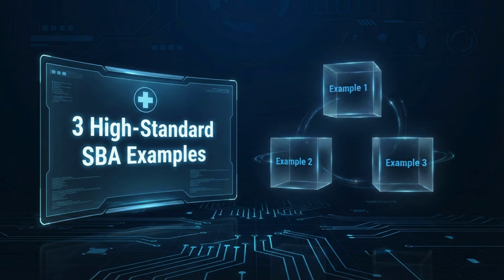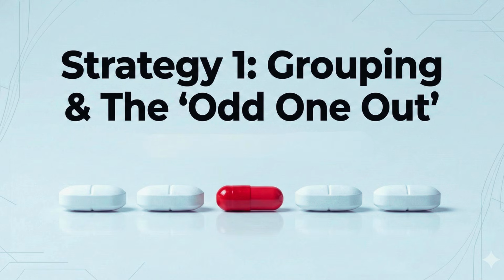Let's dive in. Strategy 1. The grouping technique. Our first strategy is called grouping. Examiners often construct the 5 options by choosing 3 from one category, 1 from another, and 1 correct answer. If you can identify the category the question is asking for, you can slash the odds immediately. Let's look at this example regarding abdominal pain.